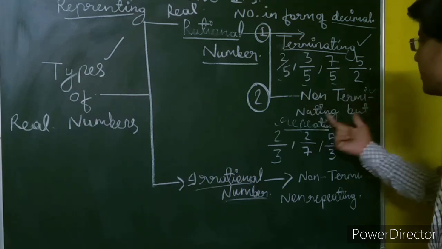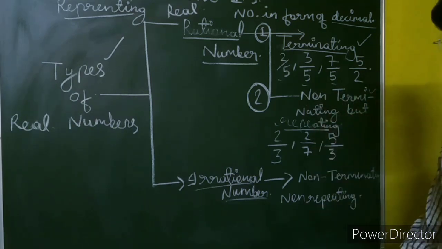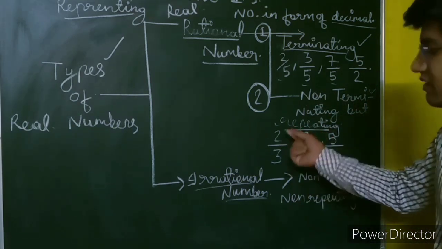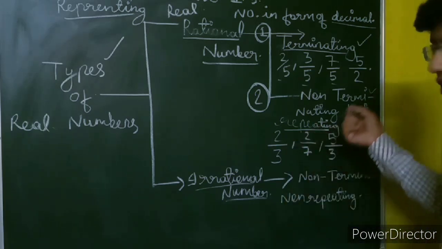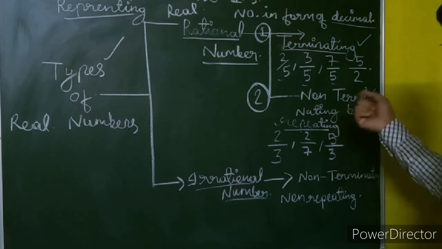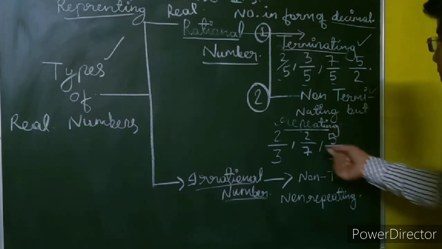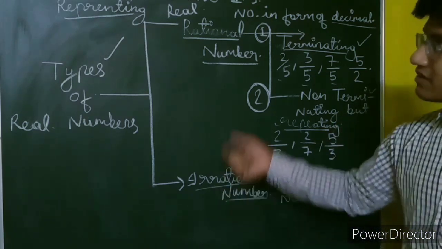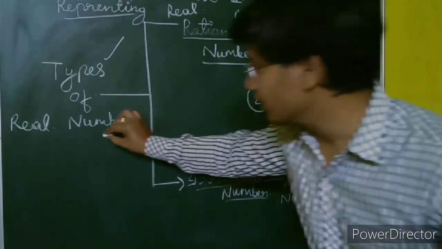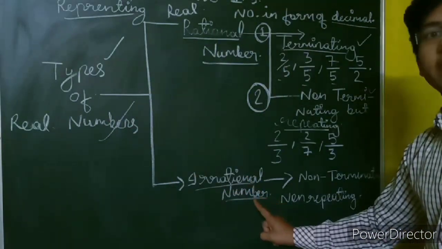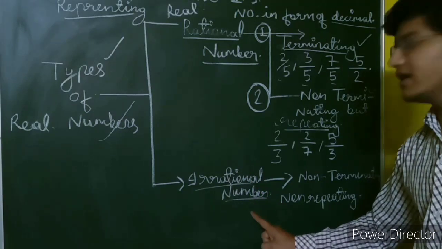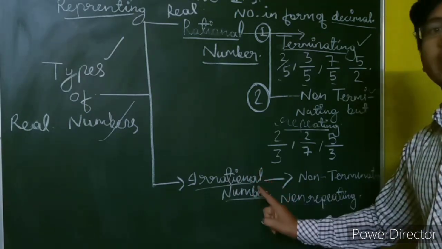Now non-terminating but repeating: 2 upon 3 will be 0.66666, and 2 upon 7 will be 0.281457, like this it will be. And the second type of real number that we are going to study is irrational number.